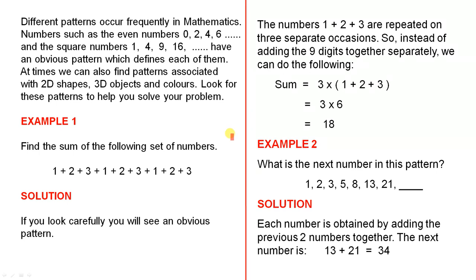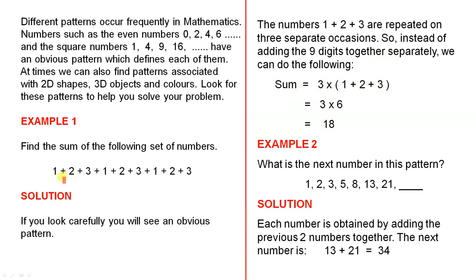Example 1. Find the sum of the following set of numbers: 1 plus 2 plus 3, plus 1 plus 2 plus 3, plus 1 plus 2 plus 3. The solution. If you look carefully, you will see an obvious pattern. The numbers 1, 2, 3 are repeated on 3 separate occasions. So, instead of adding the 9 digits together separately, we can do the following.